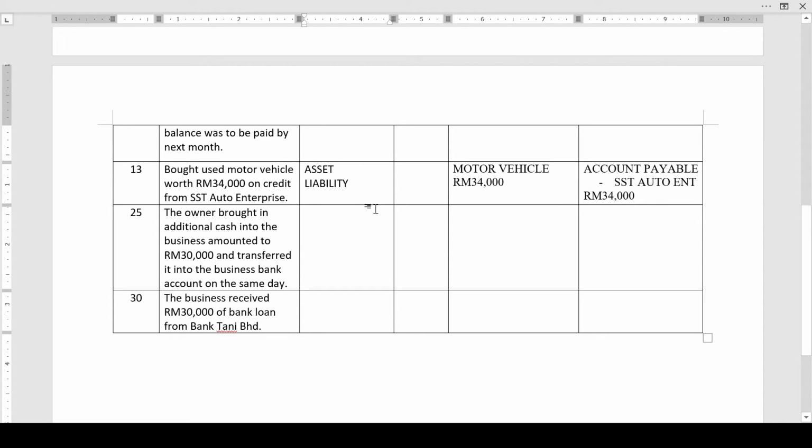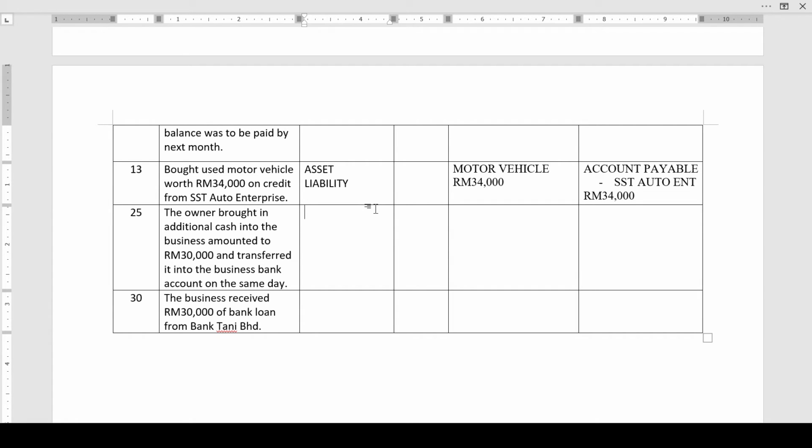The owner brought in additional cash into the business amounted to 30,000 and transferred it into the business bank account on the same day. Let's look at one by one. The owner brought in additional cash amounting to 30,000, meaning that now the business owns cash worth 30,000 ringgit. Cash is an asset account.